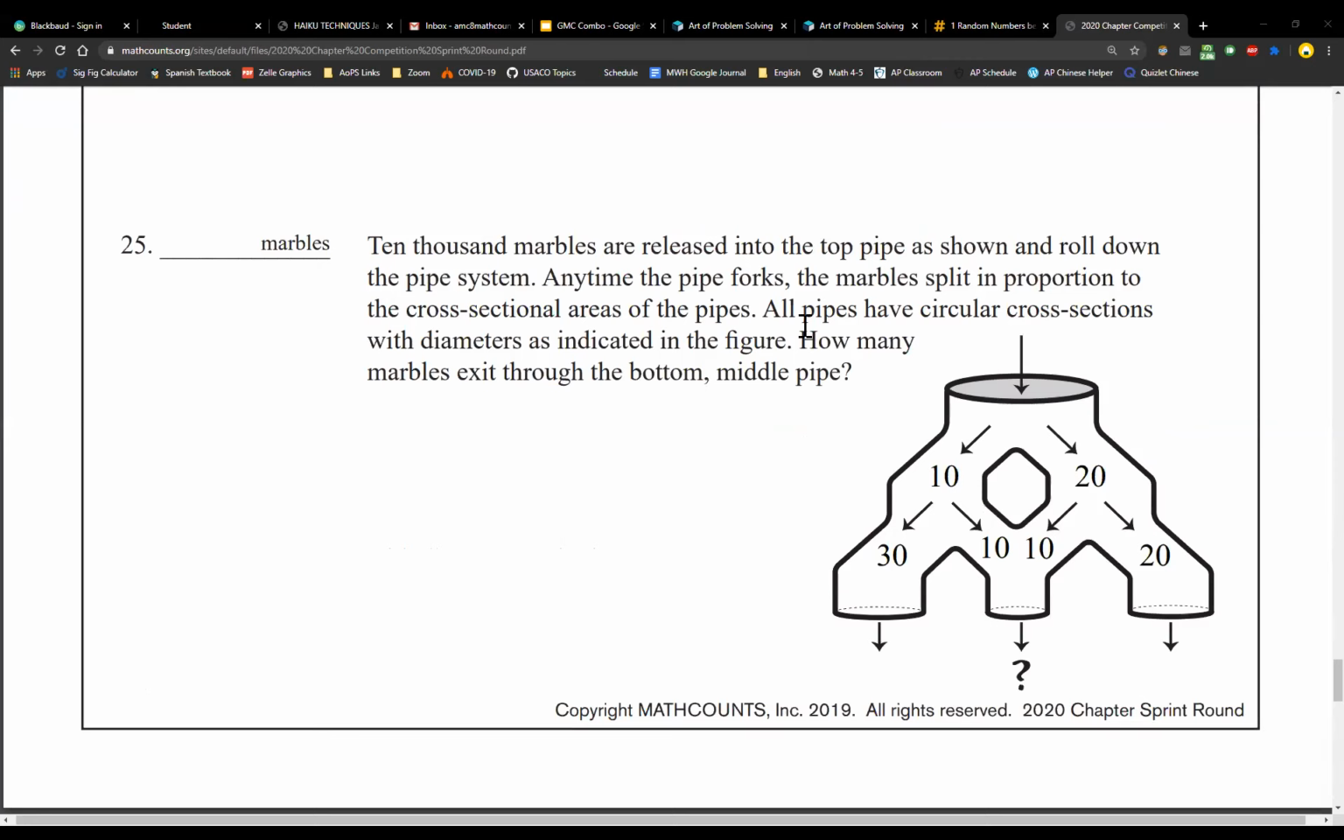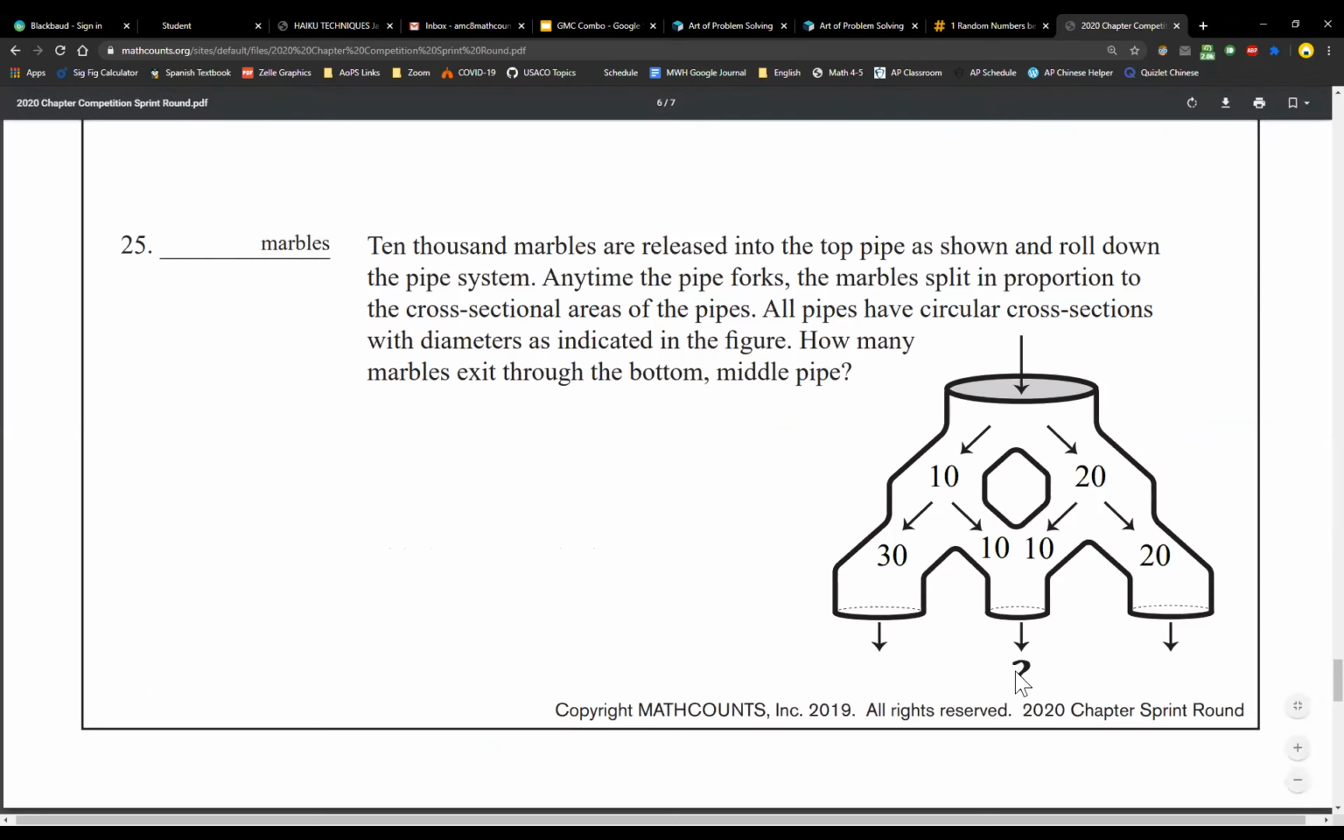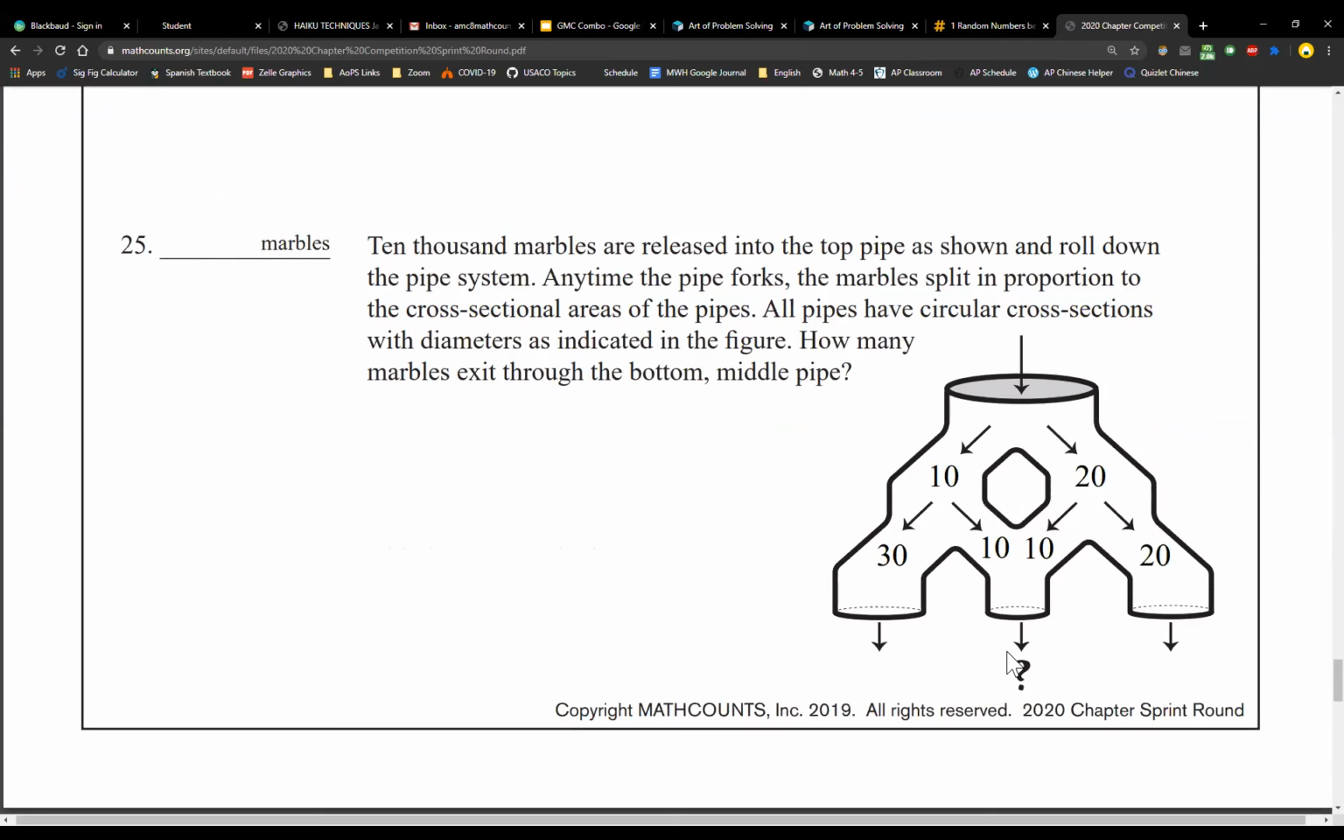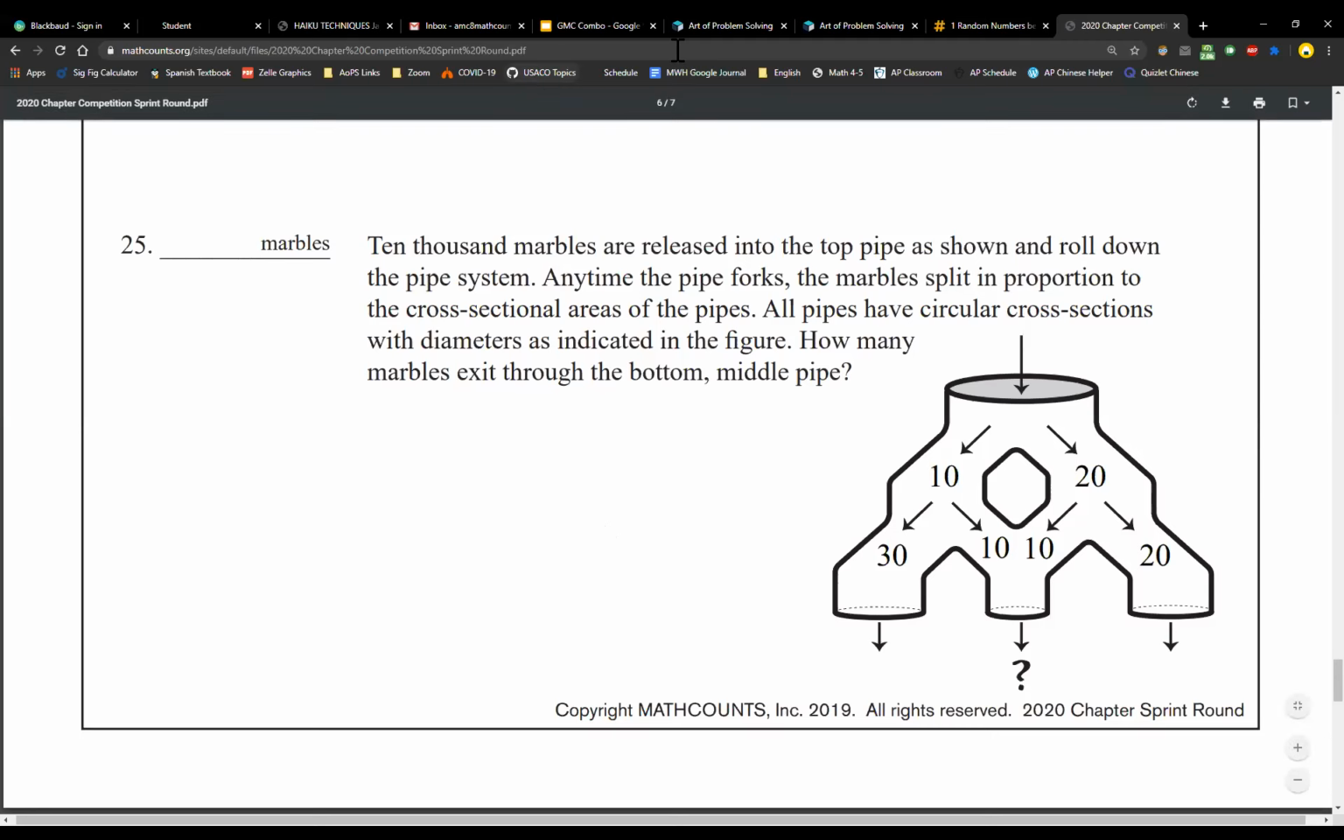So we have 10,000 marbles. They split in these proportions. And you want to see how many enter through or exit through the bottom middle pipe. And it's just this bottom middle one. Because middle pipe does not necessarily indicate which one it is.